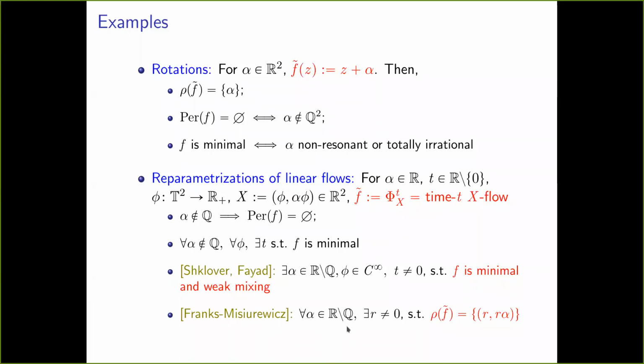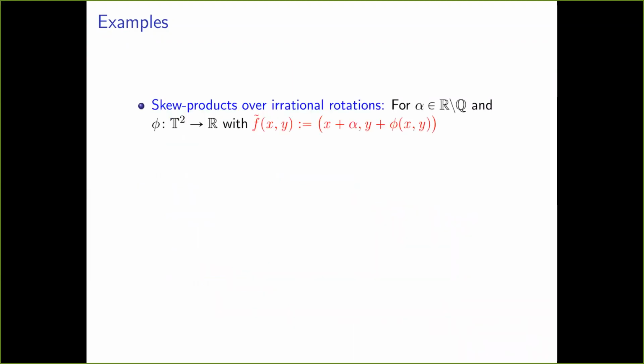And the interesting point here is that if you have a minimal flow, the time 1 or the time t for t different from 0 has a rotation set that is always a point. And this was proved by John Franks and Michal Misiurewicz, in a work where they studied the rotation set of flows in the two torus. So this is a completely new phenomenon, but the rotation set again here is a point. Let's go to other examples.